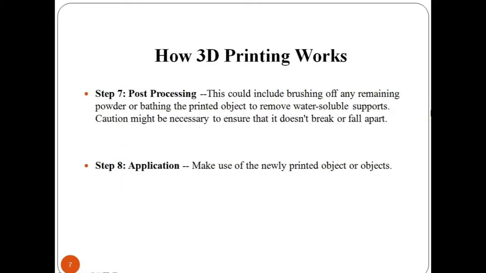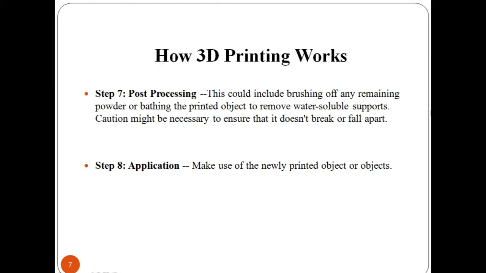Post-processing. When the part is complete, open the chamber and remove it. Finish up by either washing or stripping away the support material that held the part in place. Many 3D printers will require some amount of post-processing for the printed object. This could include brushing off any remaining powder or bathing the printed object to remove water-soluble supports. The newly printed part may be weak during this step since some materials require time to cure, so caution might be necessary to ensure that it doesn't break or fall apart.